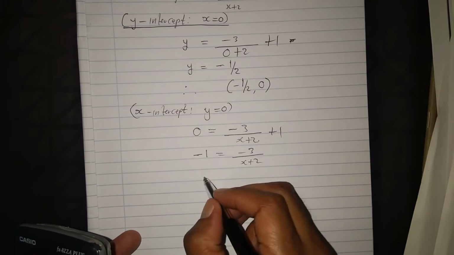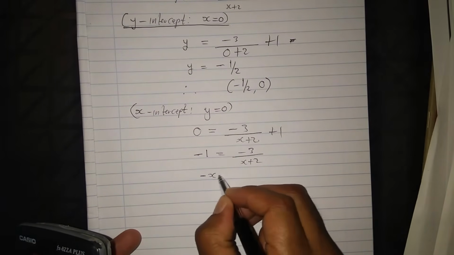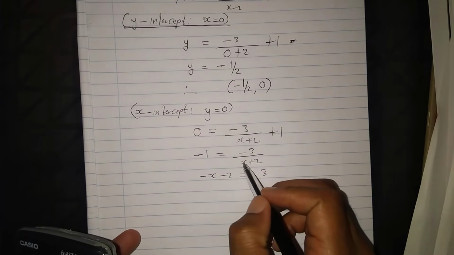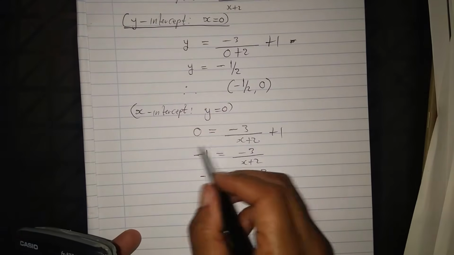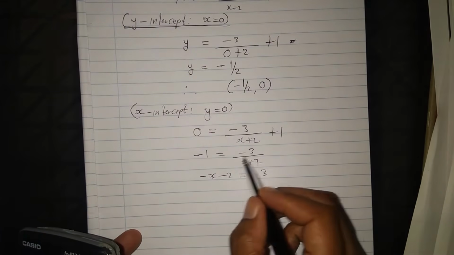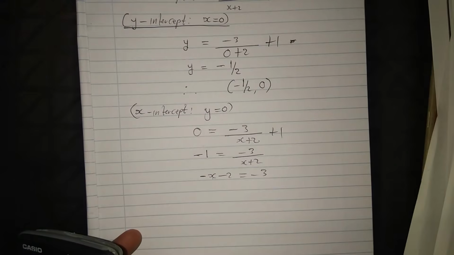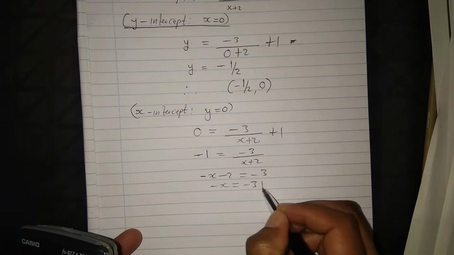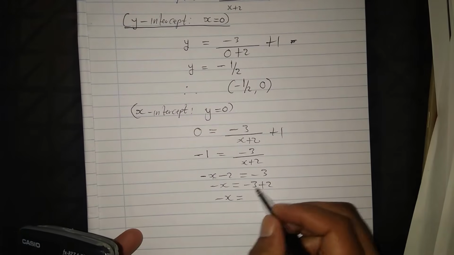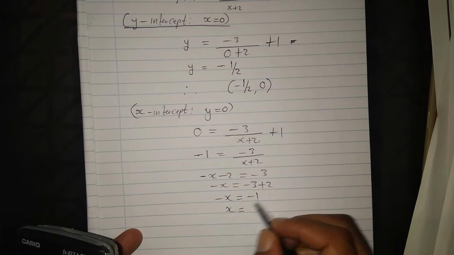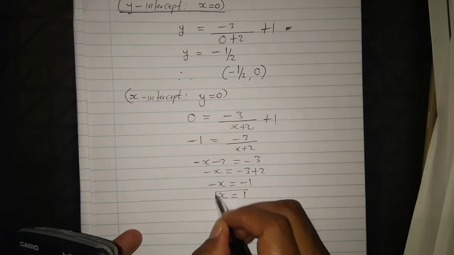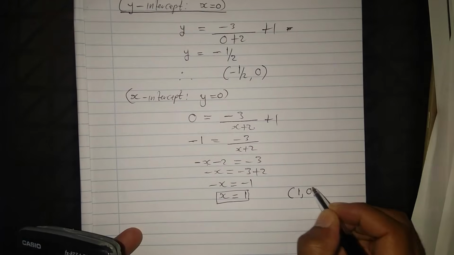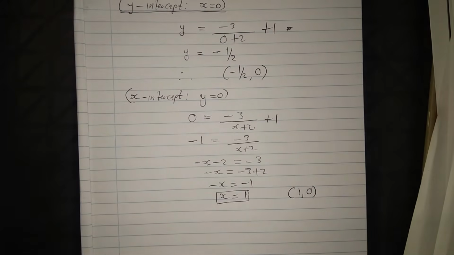Cross multiply, it's negative x, negative 2. It's x times negative 1. Distribute negative 1 into this binomial: it's negative x plus 2 minus 1. Divide both sides by negative 1, so x is equal to 1. So our x-intercept is (1, 0). 5.5 answered.